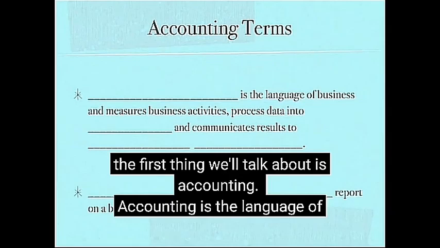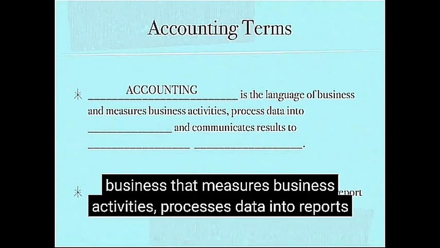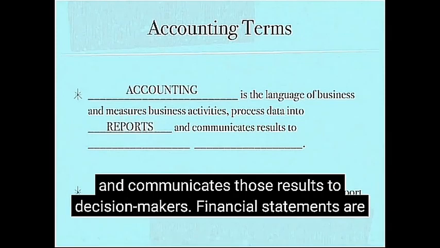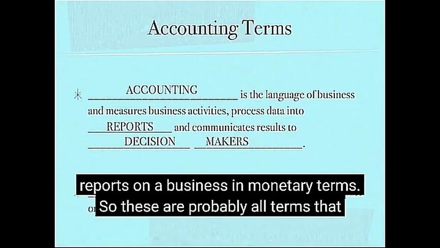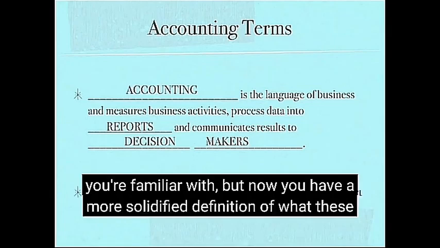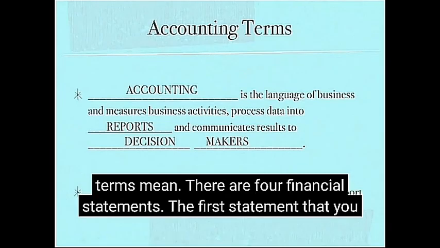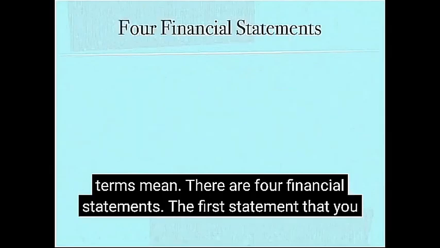So the first thing we all talk about is accounting. Accounting is the language of business and measures business activities, processes data into reports, and communicates results to decision makers. Financial terms: financial statements are reports on a business in monetary terms. So these are probably all terms that you are familiar with, but now you have a more solidified definition of what these terms mean. There are four financial statements.